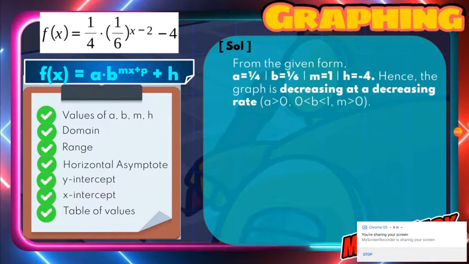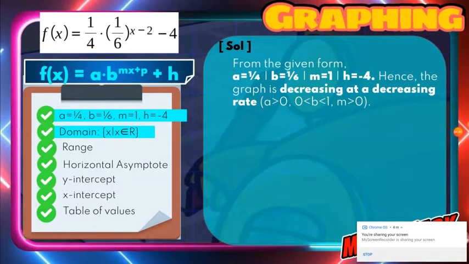From the given form, the values of a, b, m, and h respectively are 1/4, 1/6, 1, and -4. From the first three, the graph is decreasing at a decreasing rate. The domain is always all real numbers. This is because there are no restrictions for x.